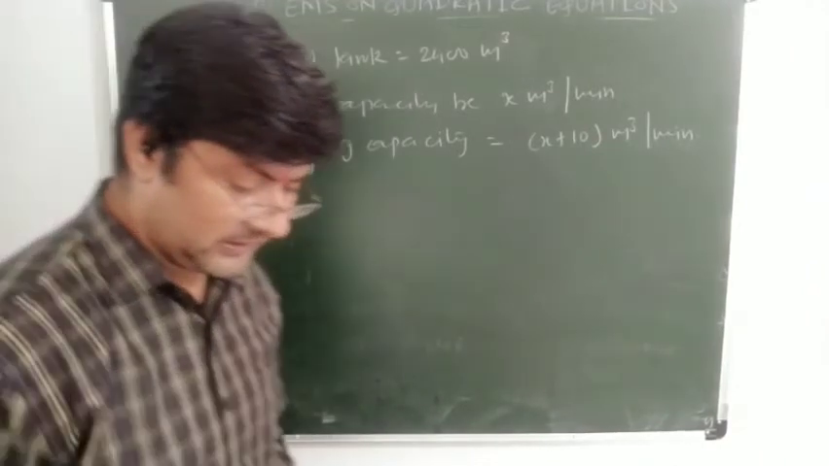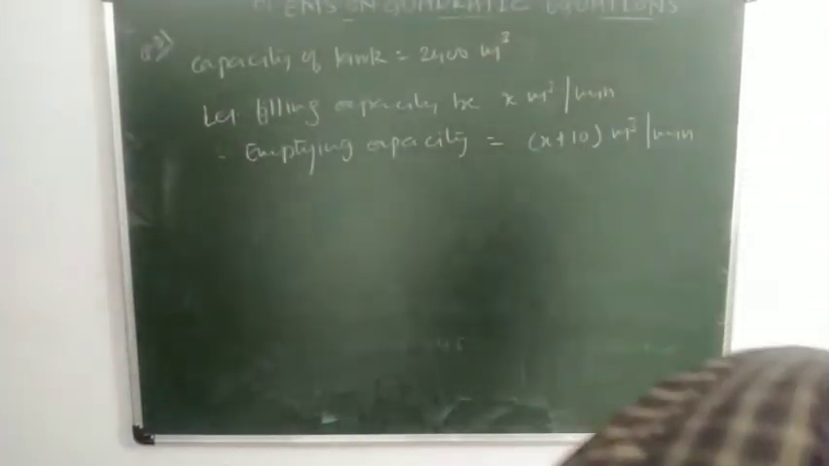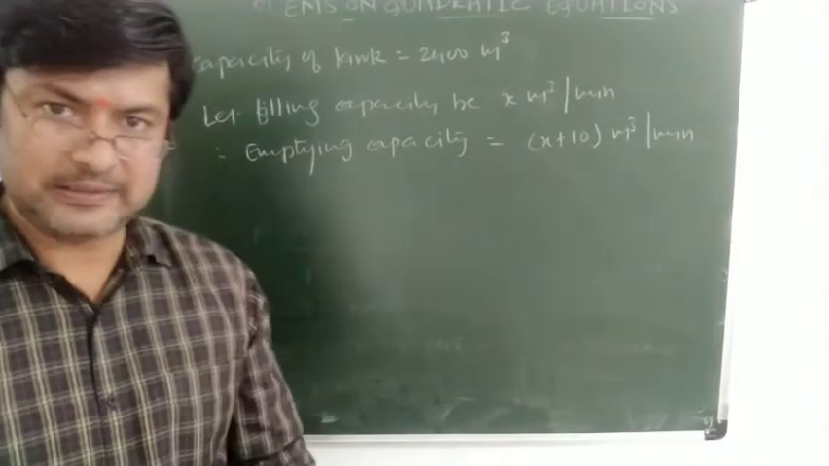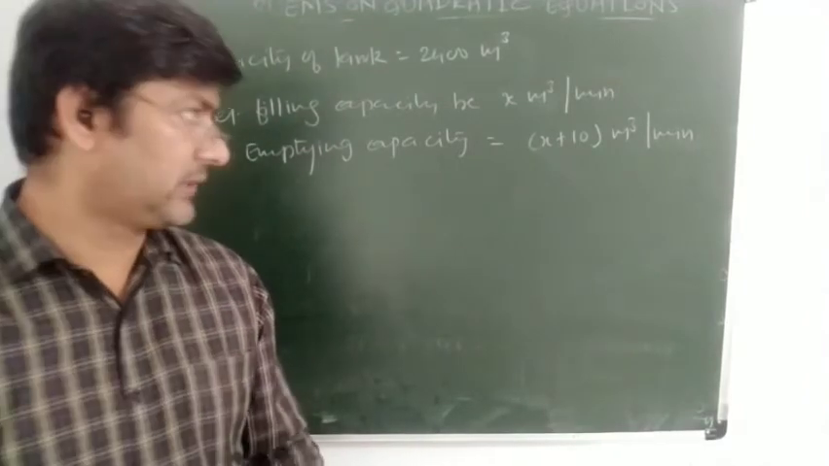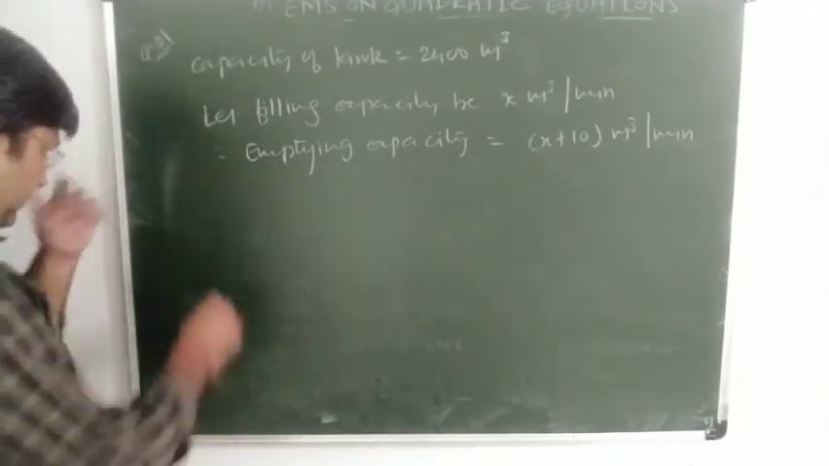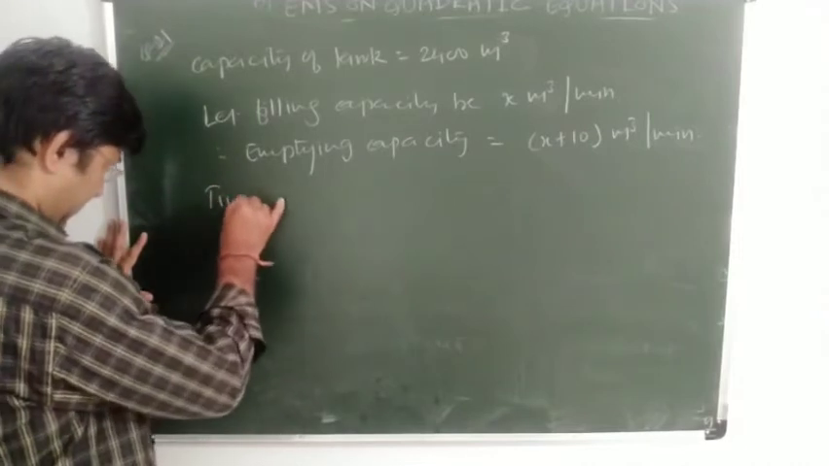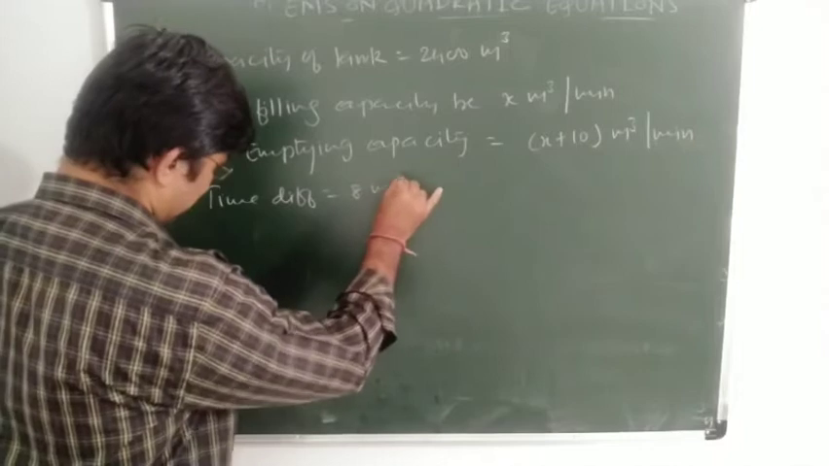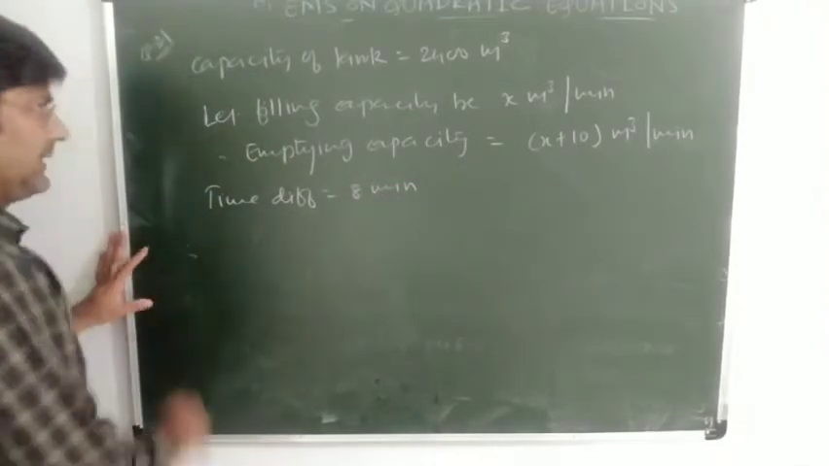Okay, obviously since the emptying speed is higher, the time taken to empty the tank will be less, and that time difference is given to be 8 minutes. So you are given over here the time difference, that is 8 minutes. Okay, so now we can write the time.